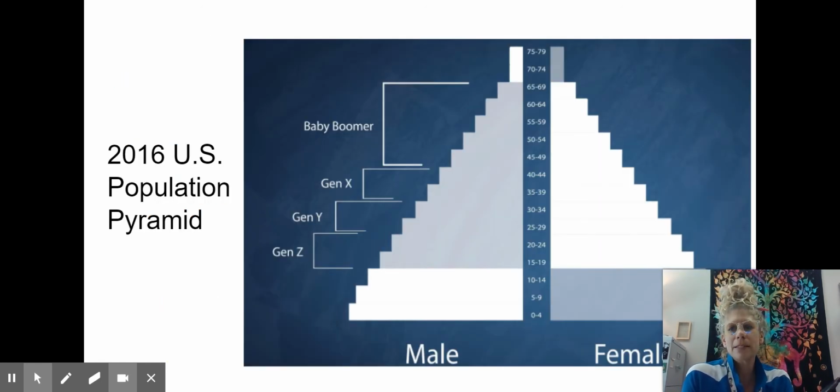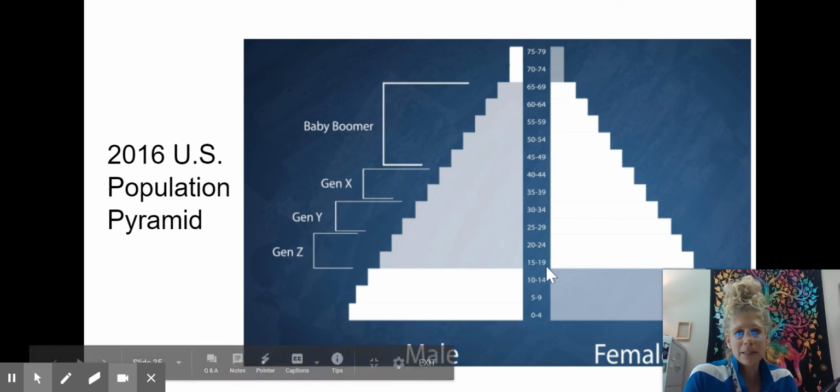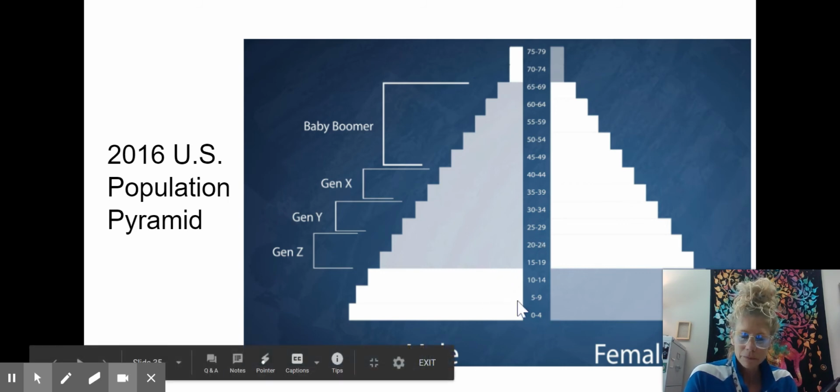This is the 2016 US population pyramid here. I thought you guys might be interested in it. It shows the generations of where the baby boomers are today up here, and then the Gen X, the Gen Y, and the Gen Z, where they are on the population. So you can see Gen Z in 2016, they were anywhere from 15 years old to 30 years old. And you can see how they fit into the population pyramid there.